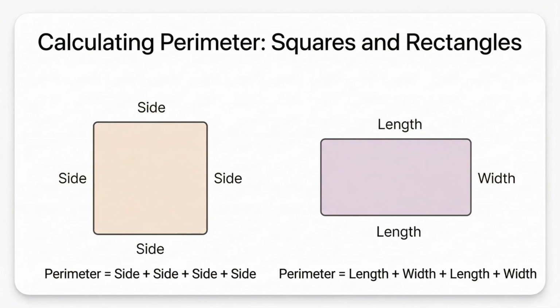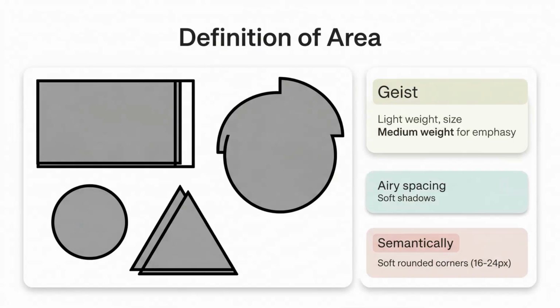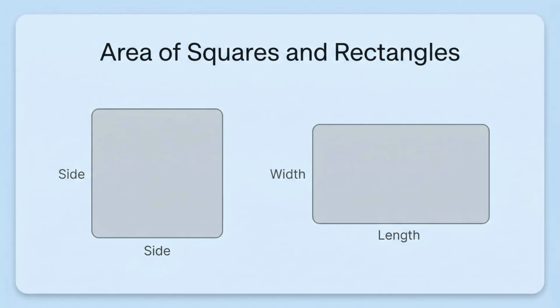Moving right along, let's shift our focus from the outside edge to the inside space. Area is defined as the amount of space inside the boundary of a flat two-dimensional object, like a square or a circle. To calculate the area of these shapes, we use the same dimensions we used for perimeter, but instead of adding, we multiply. For a square, the area is a side multiplied by a side. For a rectangle, it is the length multiplied by the width. Keep in mind, because we are multiplying two one-dimensional measurements together, our resulting units are two-dimensional, or squared. If a square has 5-inch sides, multiplying 5 by 5 gives us an area of 25 square inches.